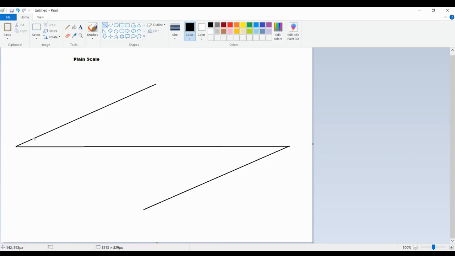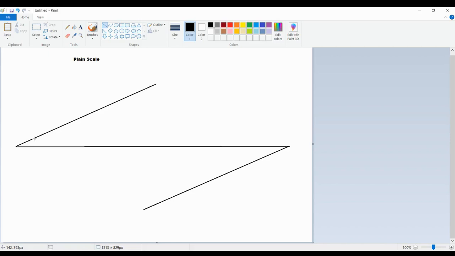Now we have to divide this line into 7 equal parts. Why? Because this 14 centimeter line is representing 7 kilometers. So we want to show a distance of 1 kilometer on each primary subdivision. In order to divide this line into 7 equal parts, what will we do?